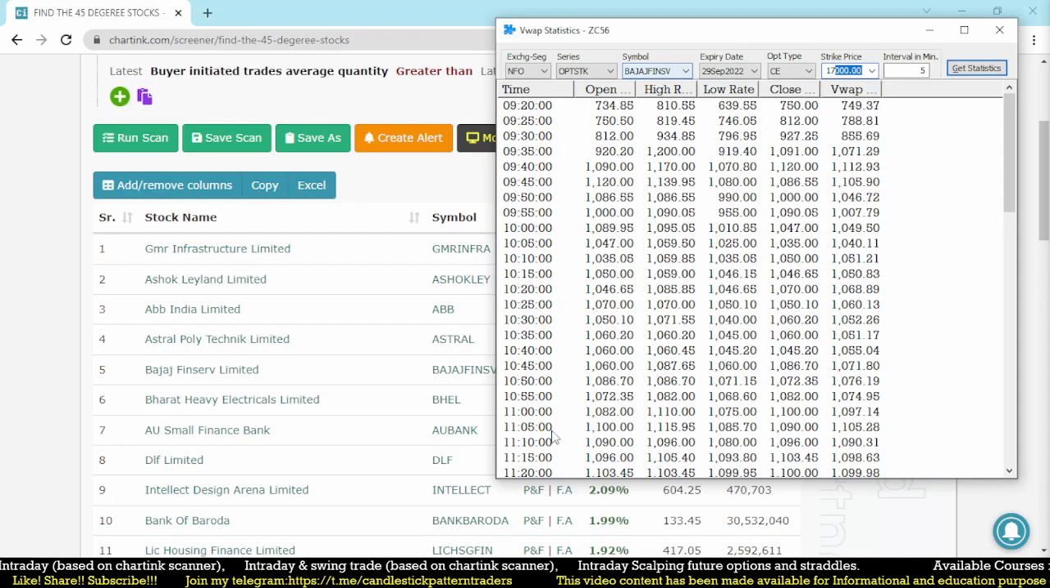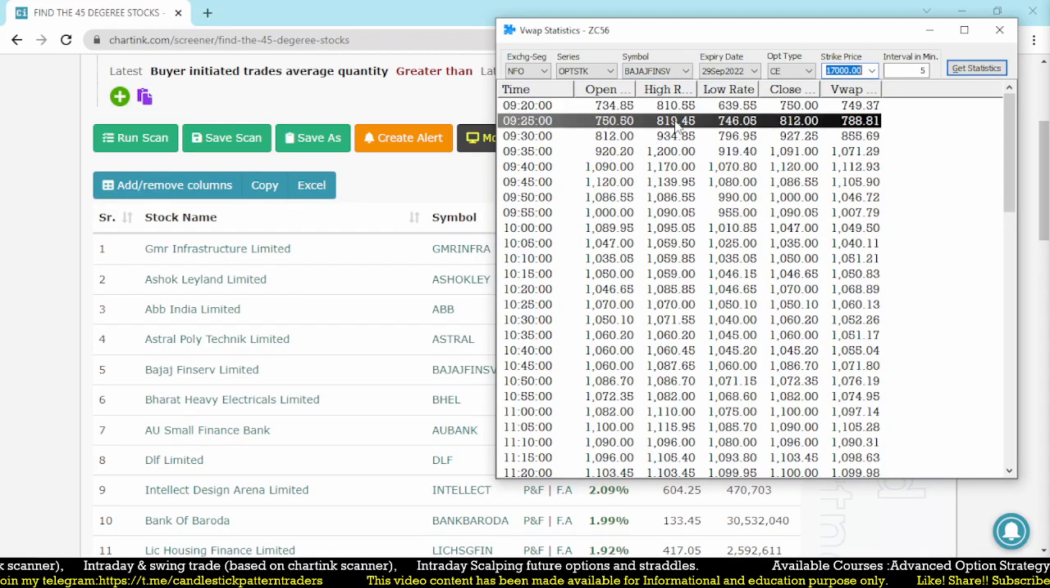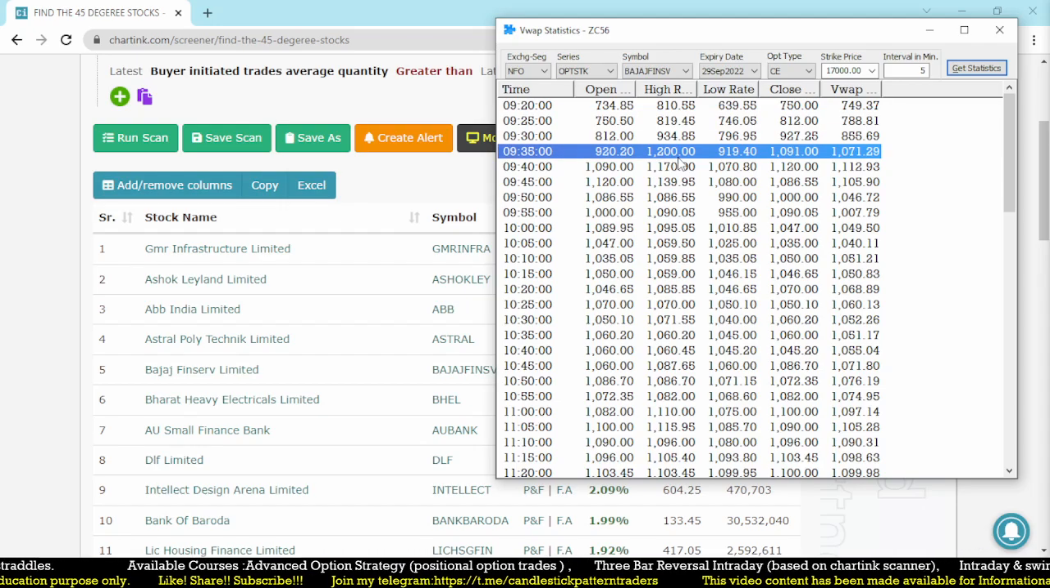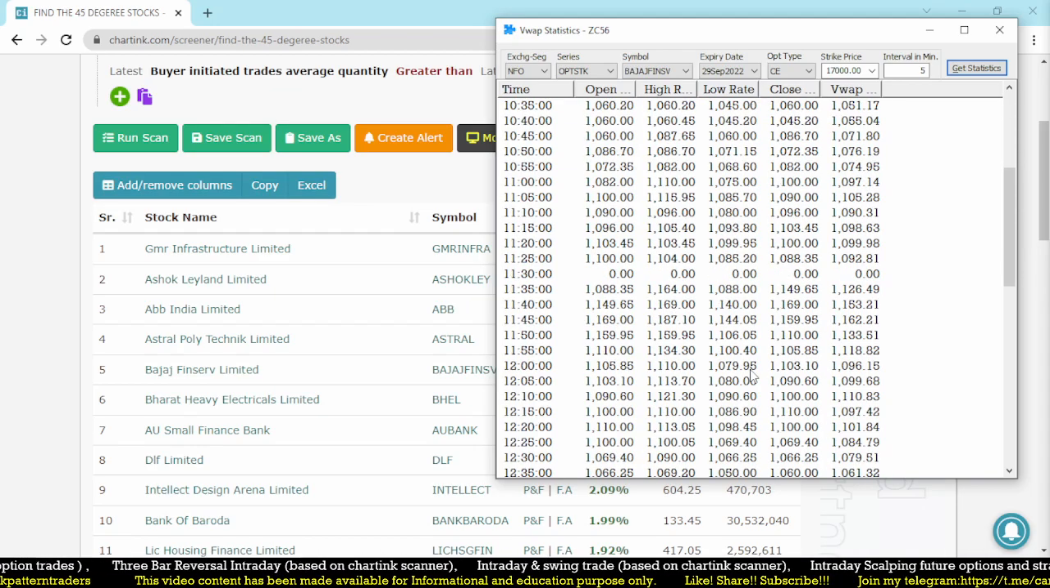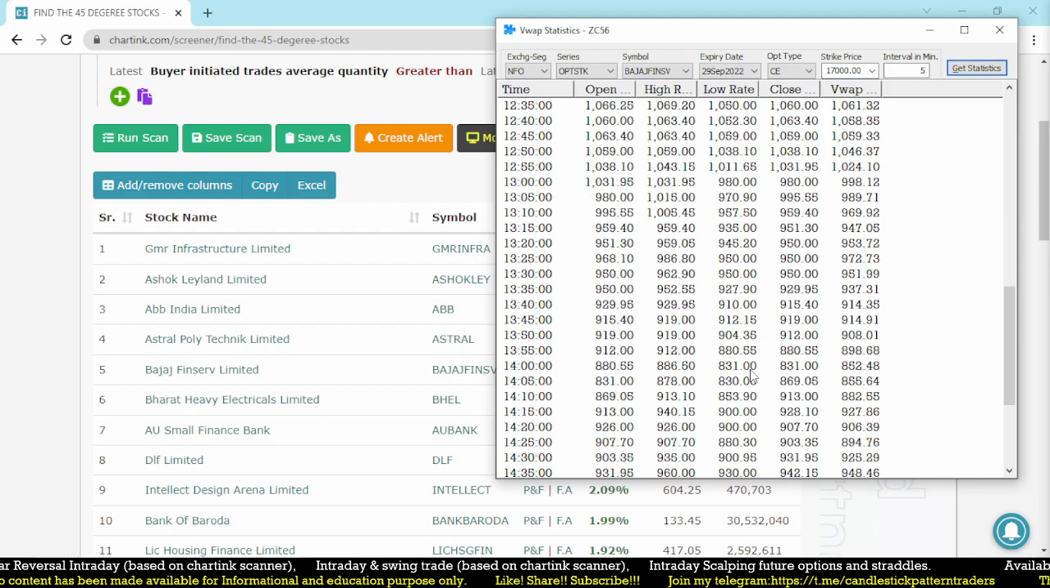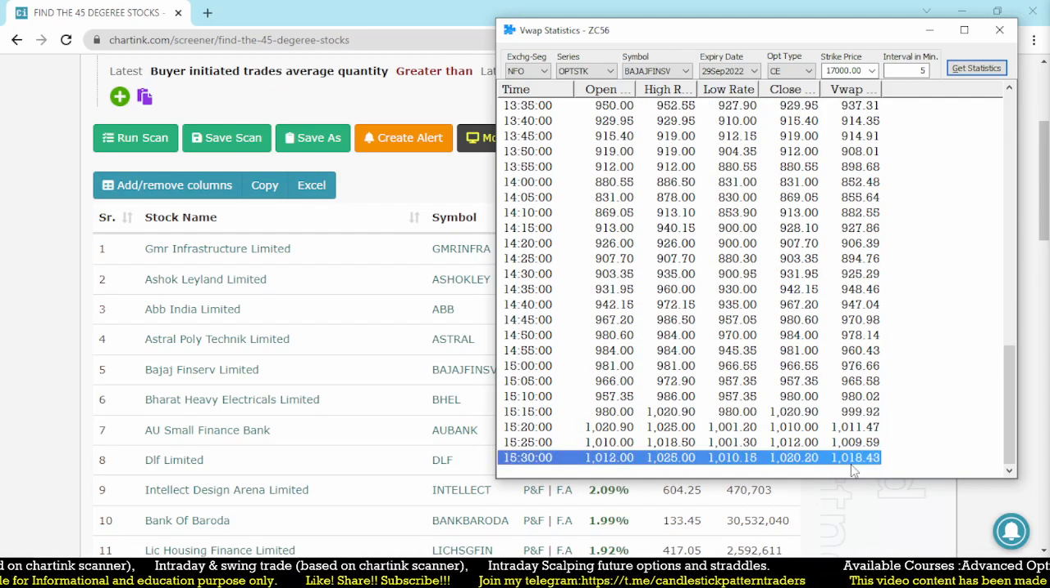17,000. Let's look at this. Almost at this point I took it, around 925, at 800 rupees. Let's look at this. The price is around 800. You can see within 935 it went to 1200. After that it never came down below 1000. It may trade 1100, 1160, and finally at the end of the day it closed at 1020.